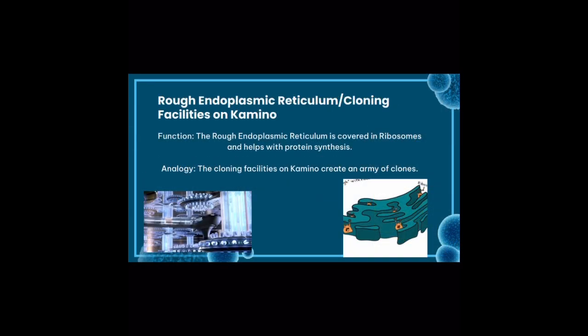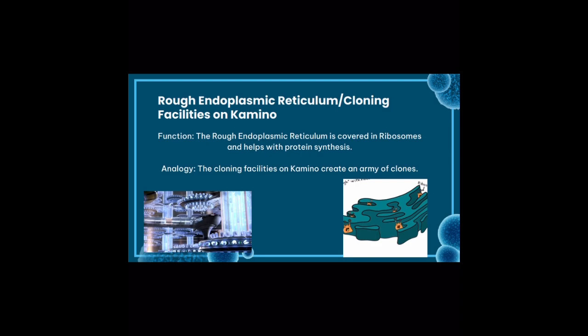The rough endoplasmic reticulum is compared to the cloning facilities on Kamino. The rough endoplasmic reticulum acts as the factory of the cell. It synthesizes and folds proteins, and ribosomes are attached to the rough endoplasmic reticulum to ensure mass production of essential proteins. An analogy we use is the cloning facilities on Kamino.